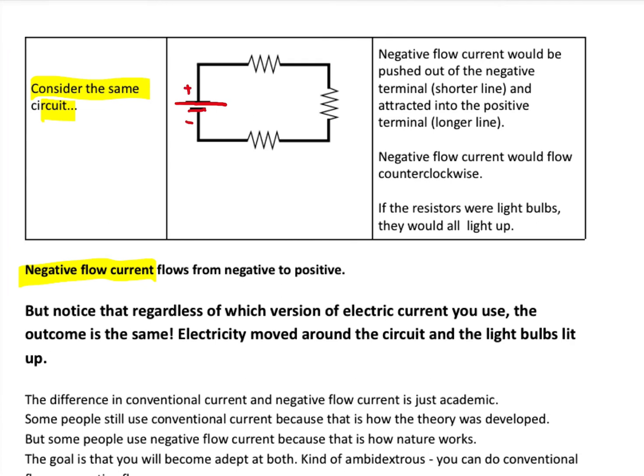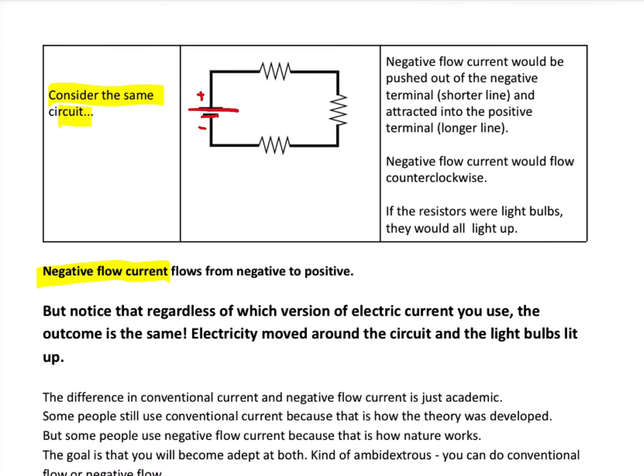Long side still positive, the little side still negative. Under negative flow interpretation, the little electrons are going to be repelled out of the negative terminal, which is the shorter line, and attracted into the positive terminal, which is the longer line.